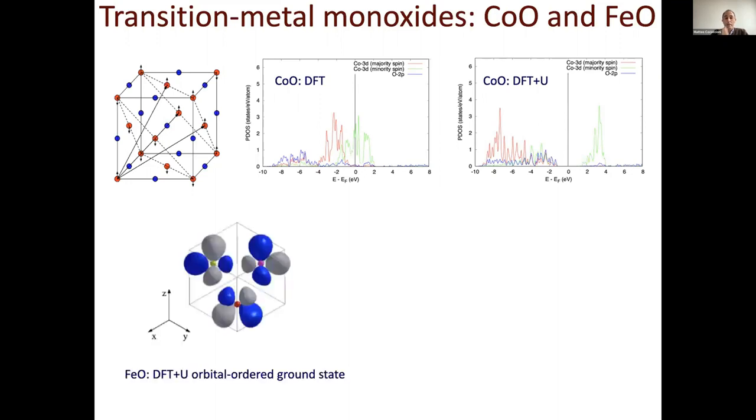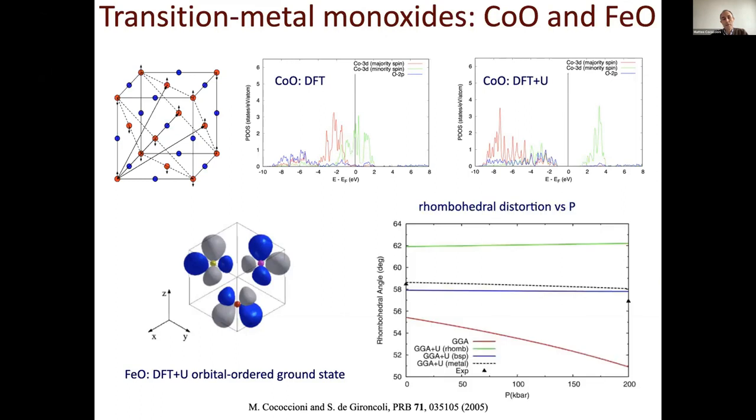For iron oxide, actually you will practice on the cobalt oxide in the hands-on section. For iron oxide, the situation is a little more complicated. I will put the reference in a second, because in order to capture the lowest energy ground state, you need to break the symmetry. That's something that we will talk about in the last part of this presentation. And you need to get basically an orbitally ordered state that is also helpful in capturing the rhombohedral distortion this material undergoes under pressure.